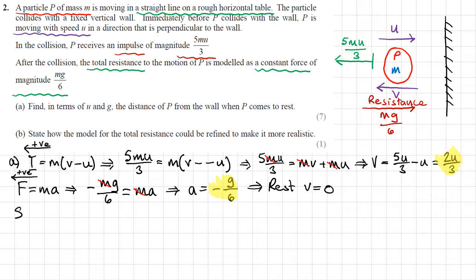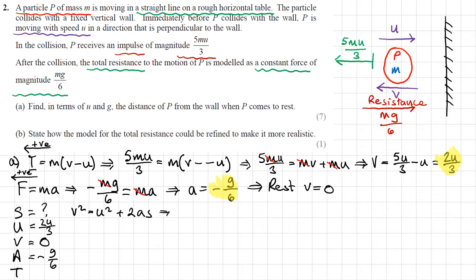So let's write out SUVAT: s, u, v, a, t. I want to find the distance. u is 2u over 3, v is 0, it comes to rest, and a is negative g over 6. So I'm going to use v squared equals u squared plus 2as. Substituting the values in, I get 0 squared is equal to (2u over 3) all squared plus 2a, that's negative g over 6, and then s is what we need to find.